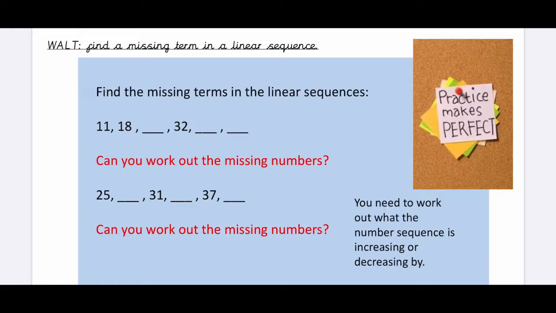Once you've found that difference, you then need to half it. So then you know what the difference is between two terms. Okay, so once you've halved it, that is the difference. You can then add that difference onto 25 to get your second term. You can add that difference onto 31 to get your fourth term, and you can add the difference onto 37 to get your sixth term.